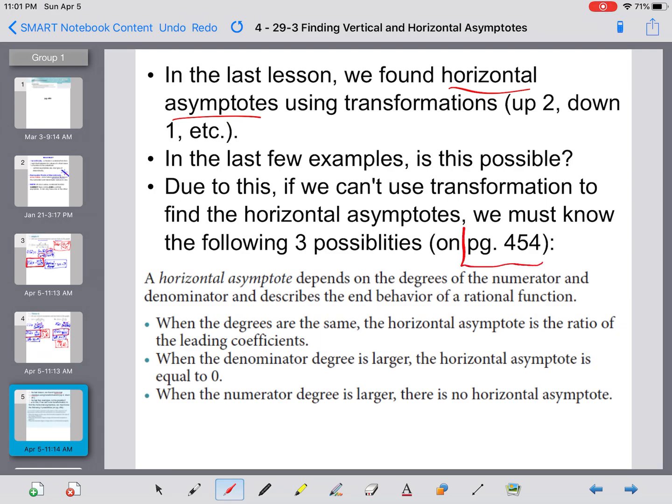These 3 options are on page 454 of your book. So it's nothing you have to write down. Maybe just earmark that page so you can go back and look at it later. There's 3 different situations you got to look at. They're going to tell us the different types of horizontal asymptotes we're looking at.